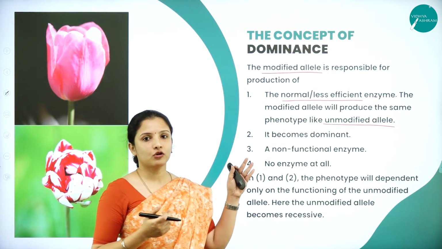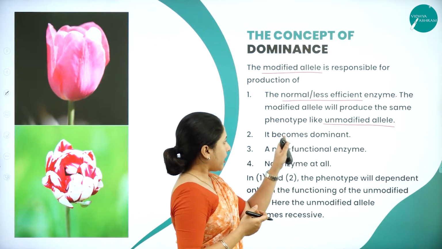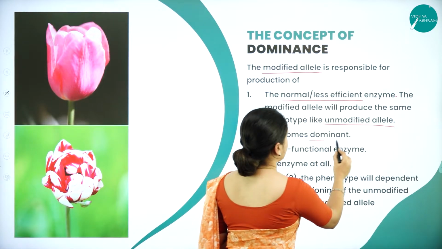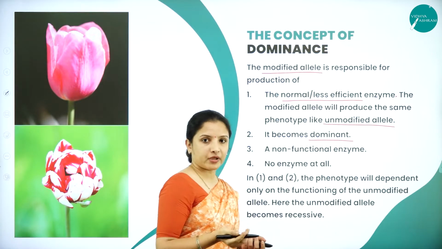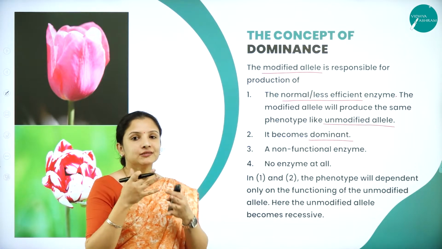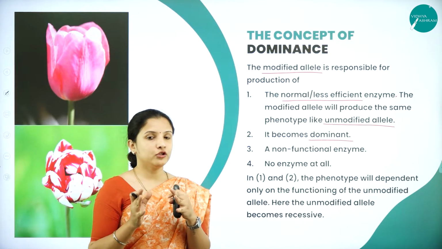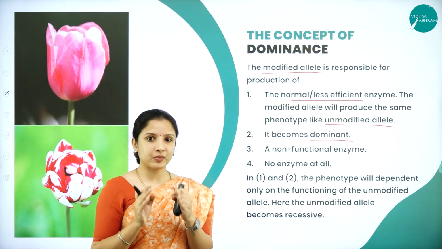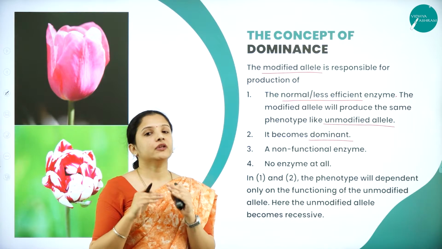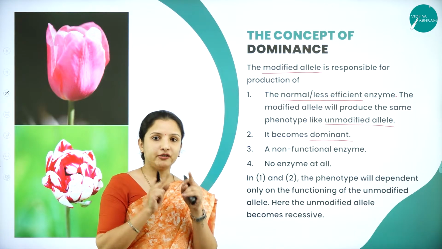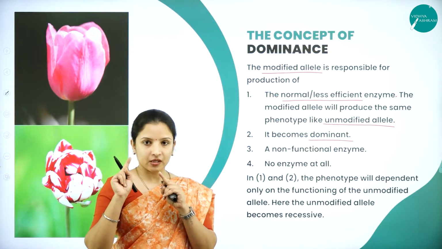So that is the codominance. And also the modified allele may become dominant, wherein it will suppress the unmodified allele from expressing. I told you, in a heterozygous species or a plant having heterozygous alleles in a gene, one allele will be dominant and the other will be recessive.